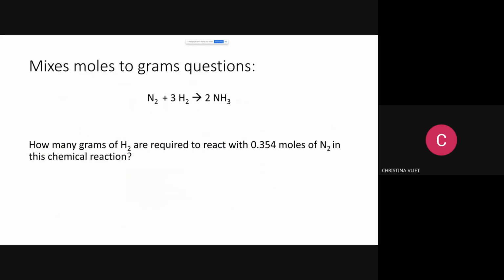All right, so here we go. Mixed moles to grams questions. And you'll notice this whole lesson is basically practice questions. How do we integrate lesson 2 with lesson 4? So, mixed moles to grams questions, question 1 out of 5 that we're going to cover today together. N2 plus 3H2 goes to 2NH3. What is this called? A balanced equation.